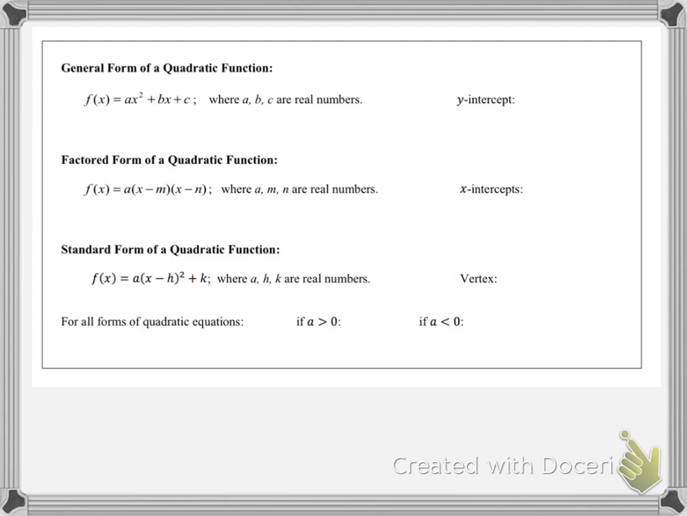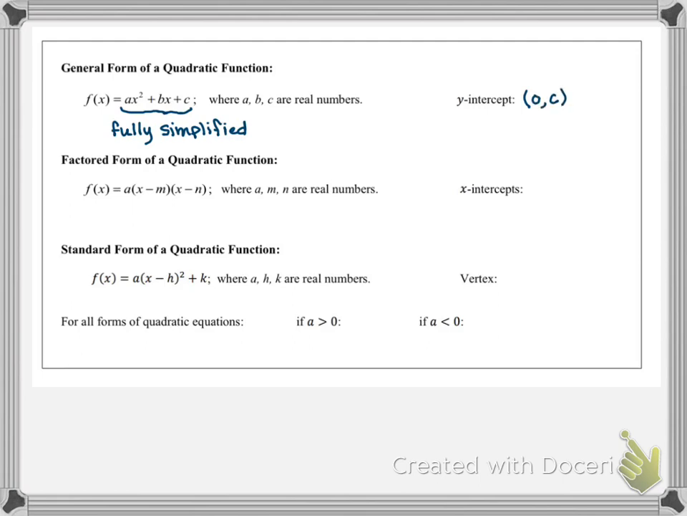So these are our 3 basic forms of a quadratic function. The first one we call general form, and that's when this expression is fully simplified. So we've distributed and combined like terms. And the only thing we really get from that is our y-intercept. I mean, we can get more points, but we have to do more work to get them. So in this case, our y-intercept is 0, c.